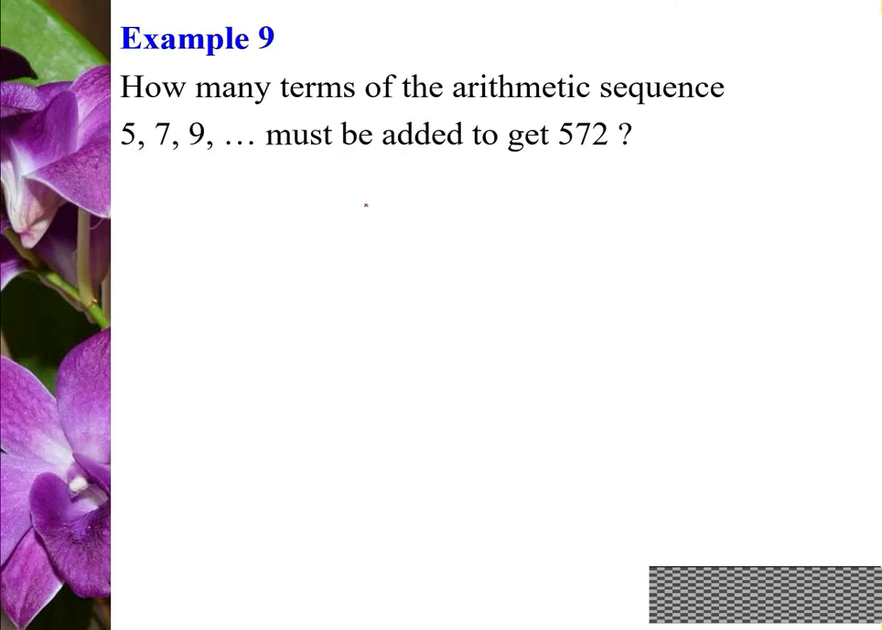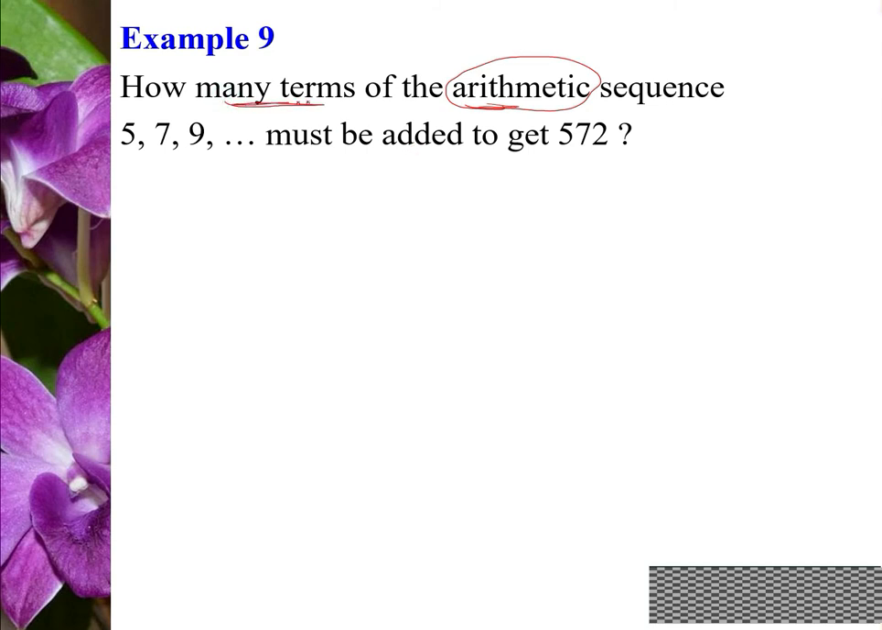Example 9. How many terms of the arithmetic sequence 5, 7, 9 and so on must be added to get 572? So from the previous examples, you should know that the first step, the most important step, is to determine whether they have mentioned about the type of sequence of the question. So for this question, they have mentioned that this is an arithmetic sequence. By knowing this, we know the formulas involved to solve this question. This is the sequence, and then the question wants to find how many terms.